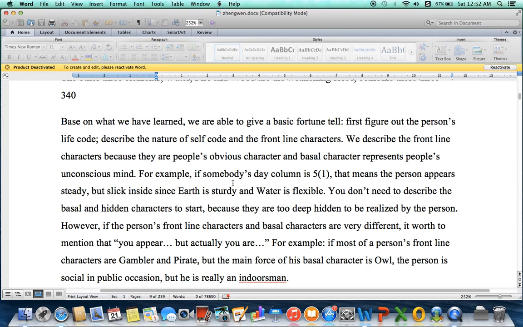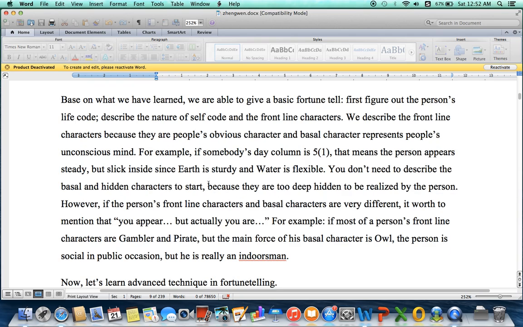You don't need to describe basal or hidden characters to start. I mean, if you're not that good, you don't describe the basal character and hidden character, although they are actually stronger, because they are too deeply hidden to be realized by the person.